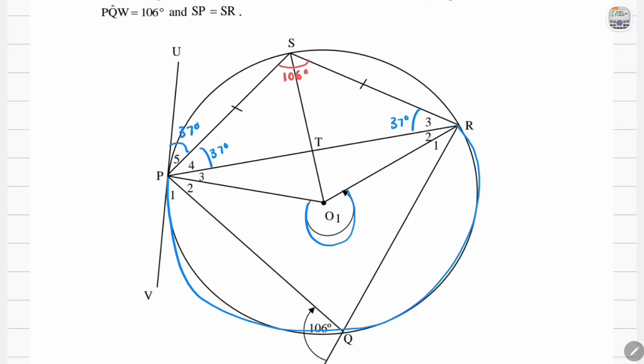So since it's supported by this arc, do you see another angle at the circumference that is also supported by this arc? That would be angle S. That's also supported by that major arc PR. So we can go ahead and say that the angle at the center is twice the size of the angle at the circumference because they're supported by the same arc.